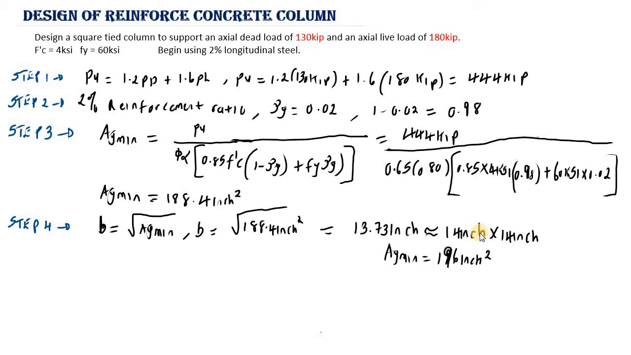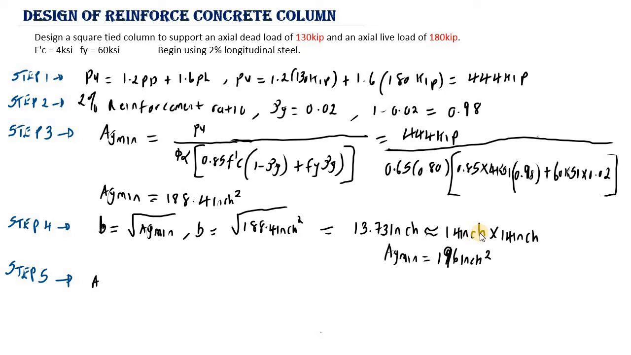So now we know this, we are going to move to the next step. On the next step, we are going to calculate the minimum area of steel. So this is step 5. In step 5, we are going to calculate the minimum steel area. In the previous video, I already showed you the formula. So if you want to check the formula, just go back to the previous video.